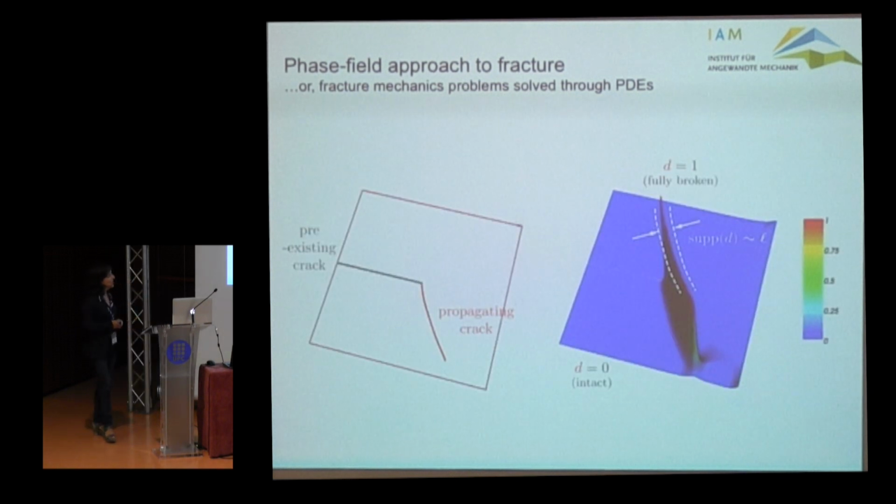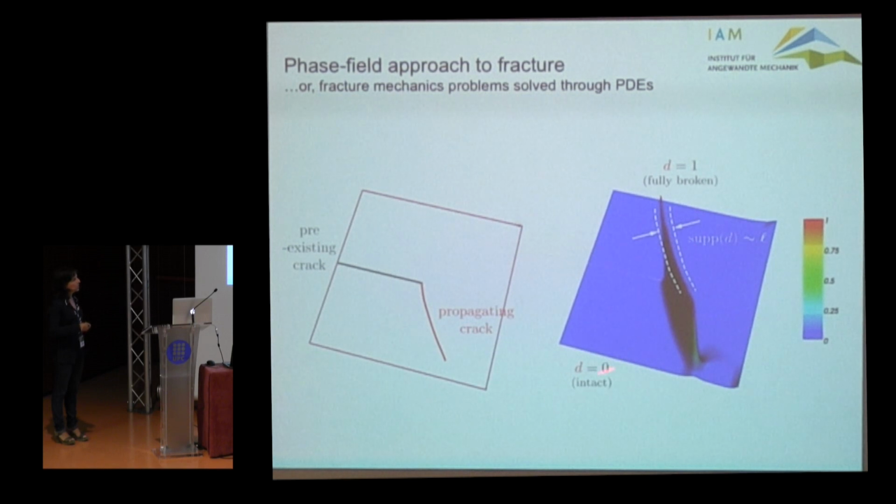So, just to give you a graphical interpretation of what the phase field can look like in a problem, if you have here a propagating crack and you want to describe this with phase field modeling, you're basically replacing the discrete crack with a steep variation of the continuous phase field.